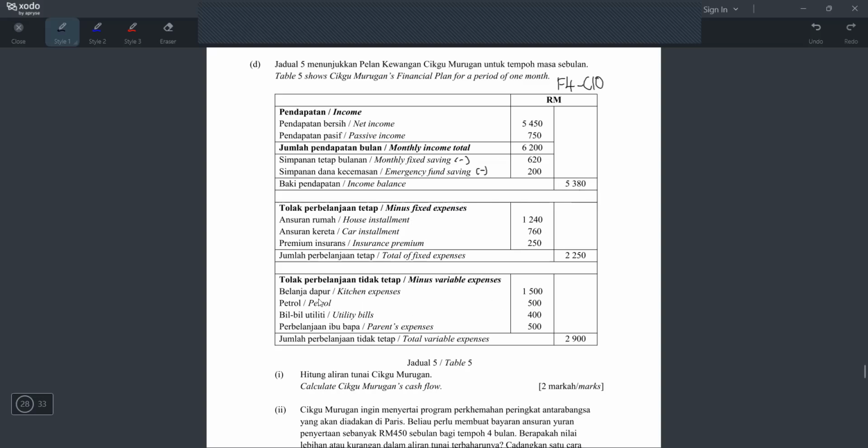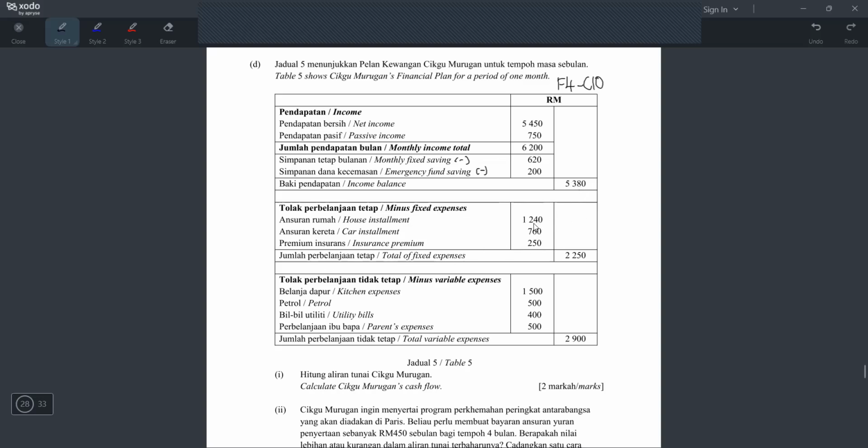If you use a lot, you drive a lot, your petrol will be high. But if you drive less, your petrol will be less. But the fixed expenses is already fixed. You can't control the price, and it means the price that you must pay. So what you do is you minus all the expenses. Okay, but here they write what?